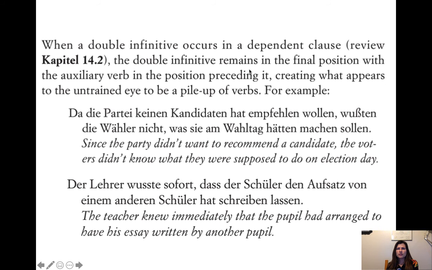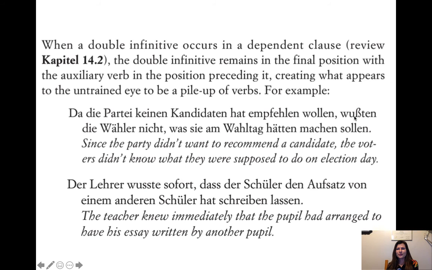So the double infinitive remains in the final position and the auxiliary verb in the position preceding it, creating what appears to the untrained eye to be a pileup of verbs. And here's that sentence we were working with just now. Da die Partei keinen Kandidaten hat empfehlen wollen, since the party did not want to recommend a candidate, wussten die Wähler nicht, was sie am Wahltag hätten machen sollen. This is probably the most complicated thing you can do with a verb.